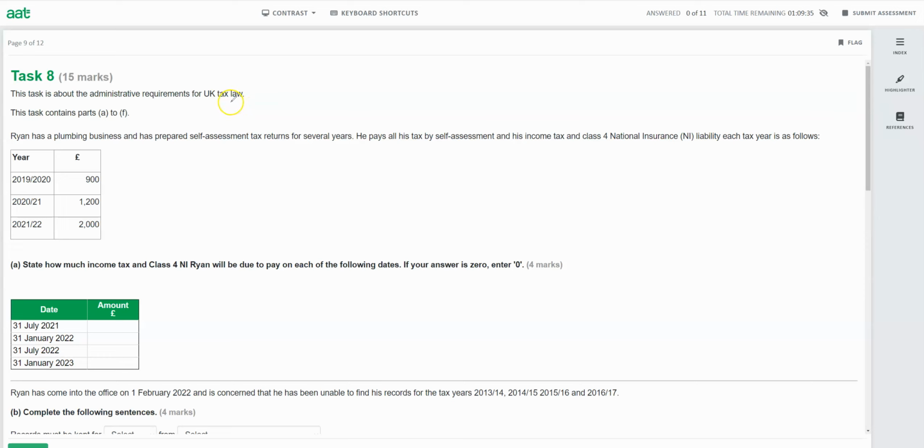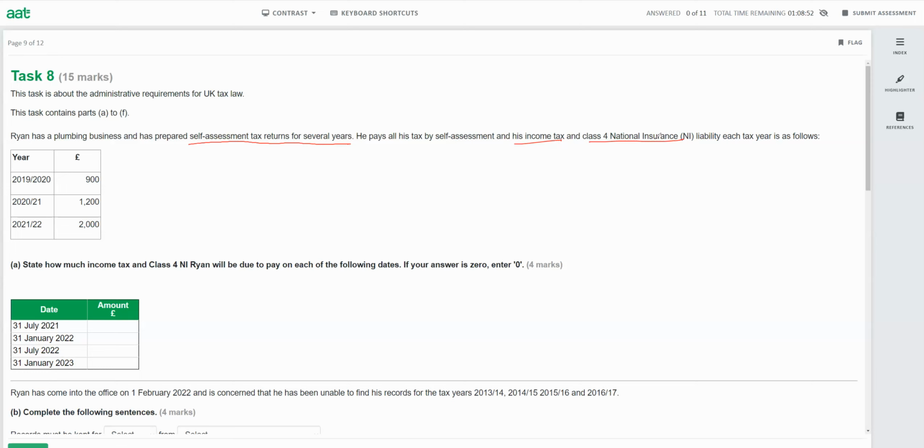Ryan has a plumbing business and has prepared a self-assessment tax return for several years. So self-assessment tax return means he's self-employed or a sole trader. He pays all of his tax by self-assessment, and his income tax and class 4 national insurance liability each tax year is as follows. So we have income tax and the class 4 NI. They didn't split it because we pay at the same time, so the total bill works together, so we don't have to worry how much is the income tax and how much is the class 4 national insurance, because we pay together.